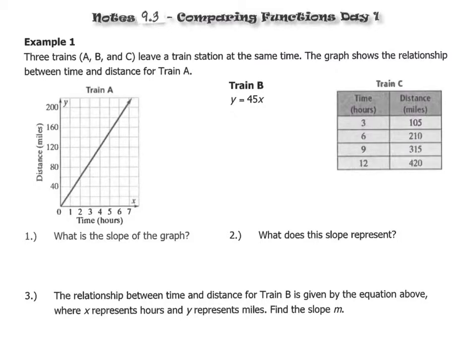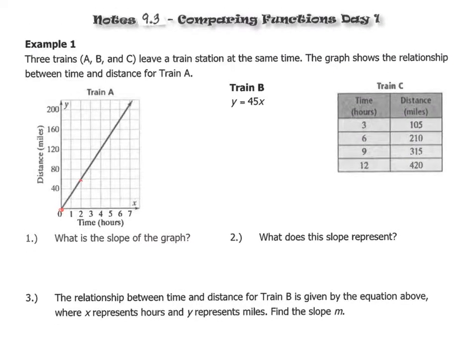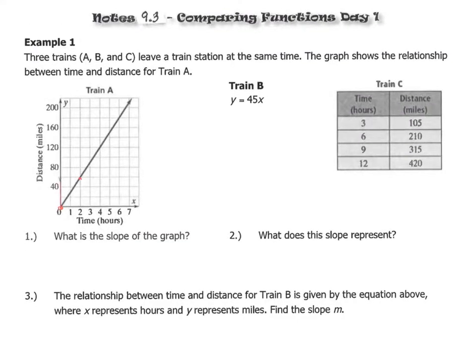So let's look at train A. The y-intercept is 0, right? And then it looks like the next time that it crosses through a coordinate point is at 2, and then halfway between 40 and 80 is 60. So it is going up 60 over 2, which reduces down to 30. And this slope represents that it is 30 miles per hour. So that's how fast train A is going.